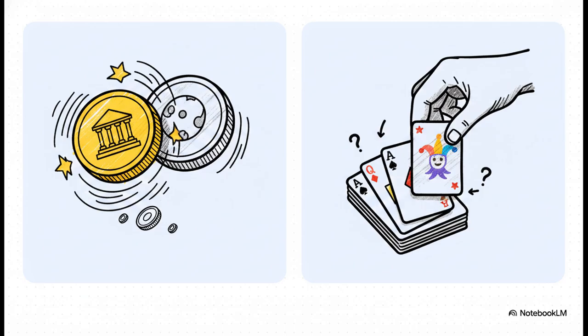On the left, we have flipping a coin. If you flip a coin and get heads, the chance of getting heads on the very next flip is still exactly 50%. The coin has no memory. That is an independent trial.